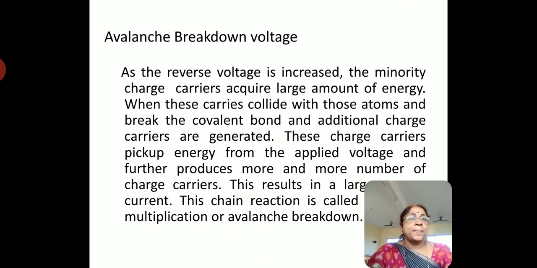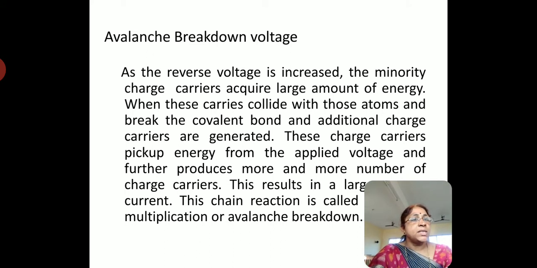Now, let us see two breakdowns, avalanche breakdown and Zener breakdown. Avalanche breakdown is due to the number of charge carriers, whereas Zener breakdown is due to the reverse voltage. In case of avalanche breakdown, what happens?